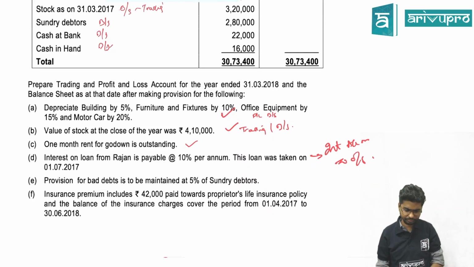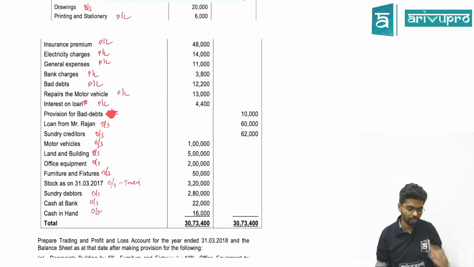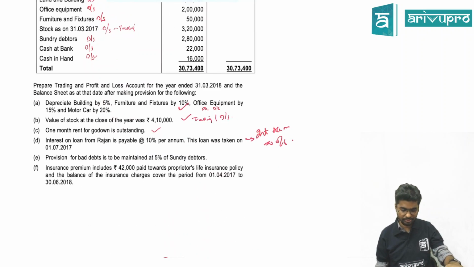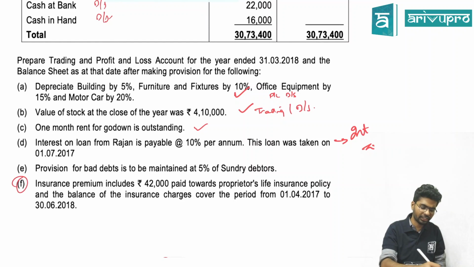Sir, we should do that loan from Rajan's loan. Sir, wait. Is there any other loan in your trial balance? Loan from Rajan, only one loan, no? That means this interest on loan is part of that loan only. There's only one loan. There are no two loans. Last one. Bad debts, we don't know what it is. Insurance also we'll have to do. These two we will keep a little separate.